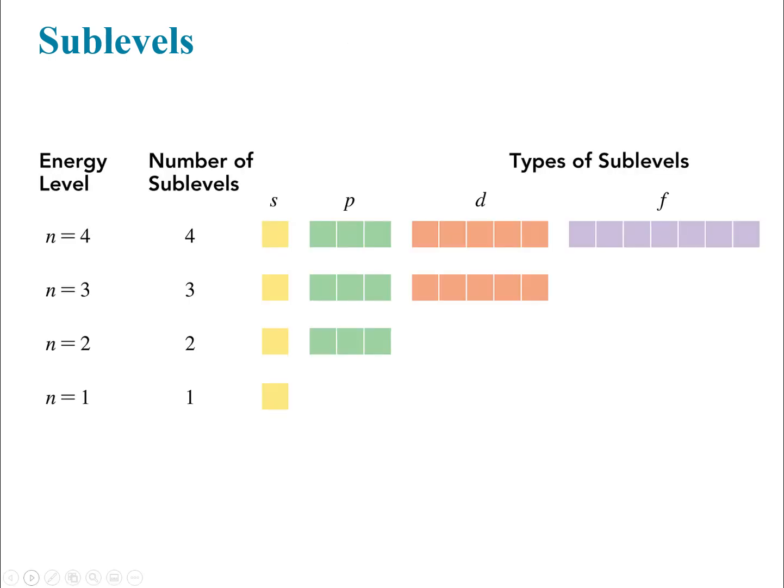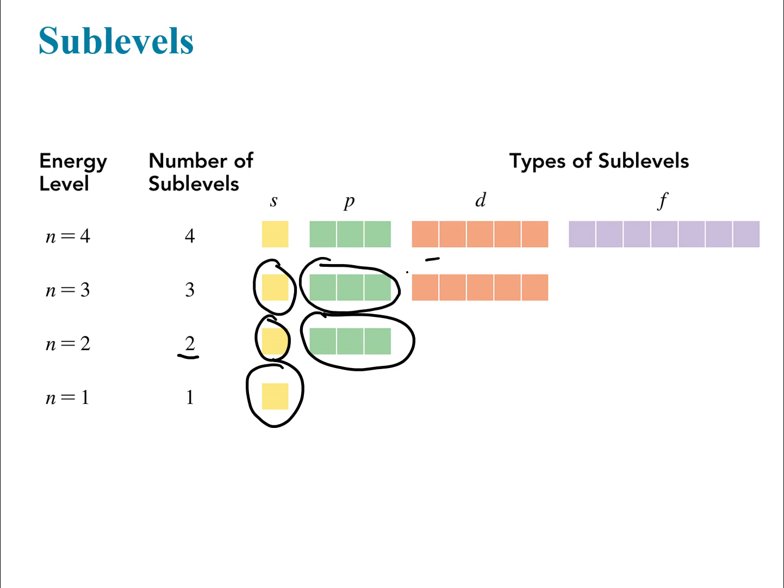This is a visual representation of the types of orbitals and what you're going to see. So in n equals 1, you only have the s. In n equals 2, you have the s and you have the p. So the number of sublevels, there's 2. In n equals 3, you have s, p, and d. So you have a total of 3 sublevels.